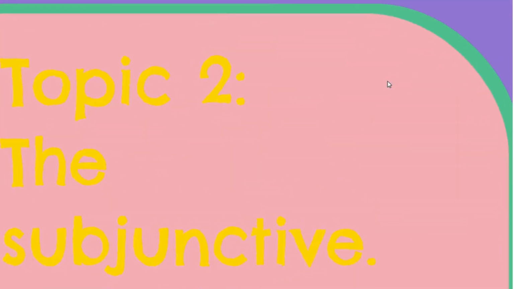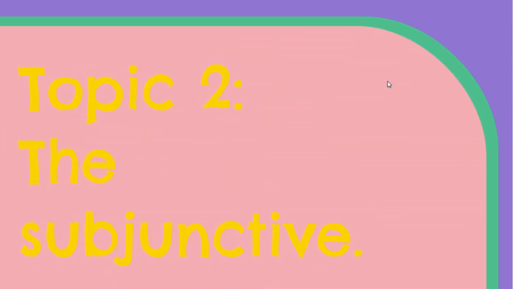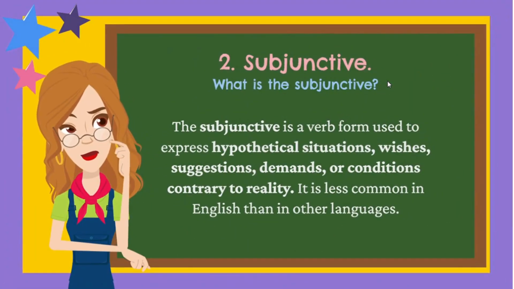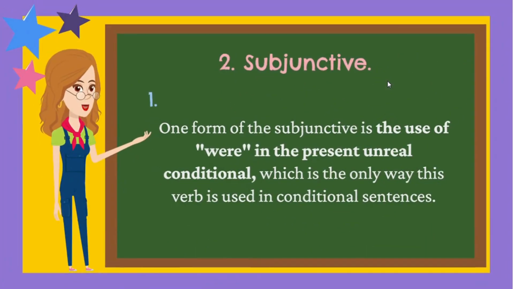So next, we are going to dive into topic number two, the subjunctive. And what is the subjunctive? The subjunctive is a verb form used to express hypothetical situations, wishes, suggestions, demands, or conditions contrary to reality. It is less common in English than in other languages. So, one type of subjunctive is the use of were in the present unreal conditional, which is the only way this verb is used in conditional sentences.